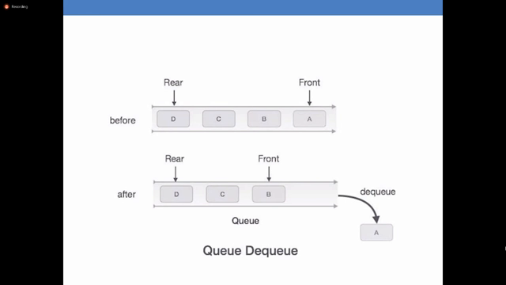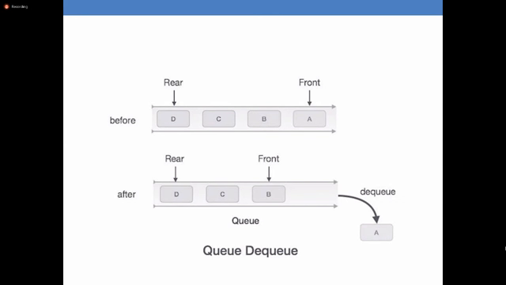Diagrammatically, we can show the dequeue operation in this manner. Dequeue operation takes place at the front. Always it removes the front element from the queue. The first diagram shows before removing the element. The front pointer is pointed to the element A, and the rear pointer is pointed to the element D.